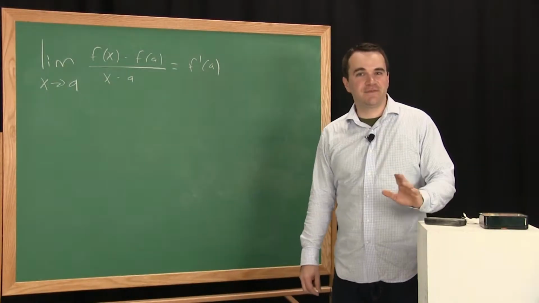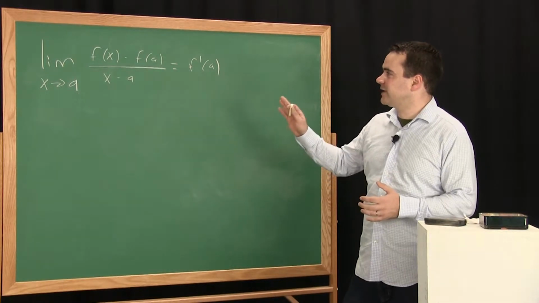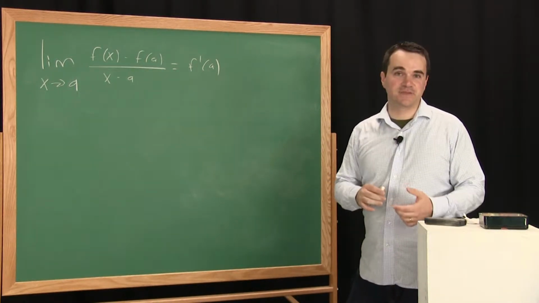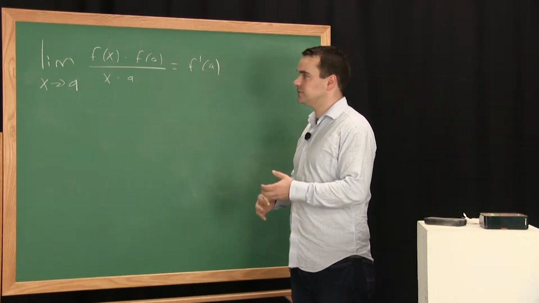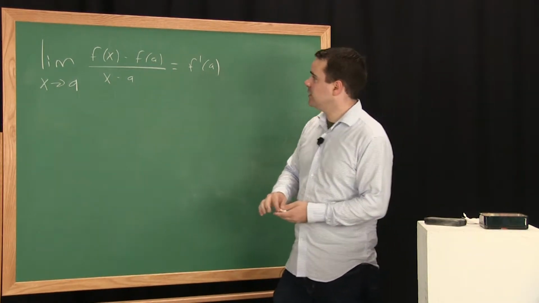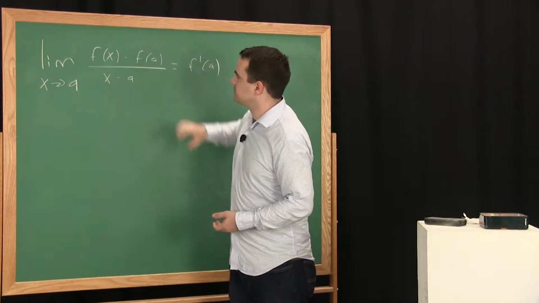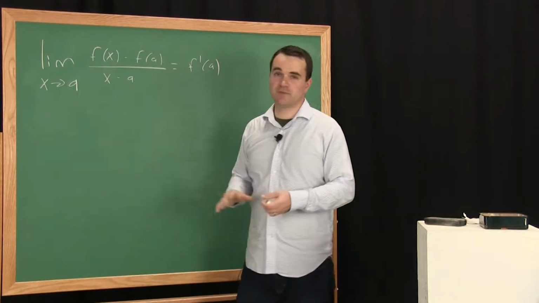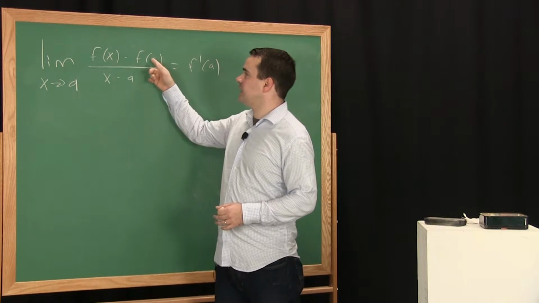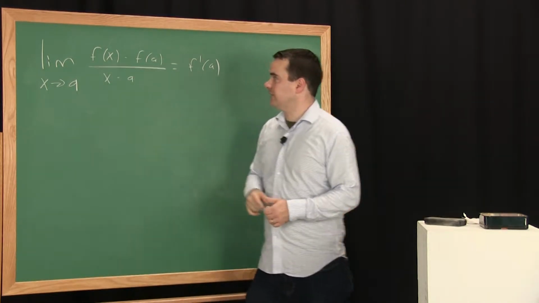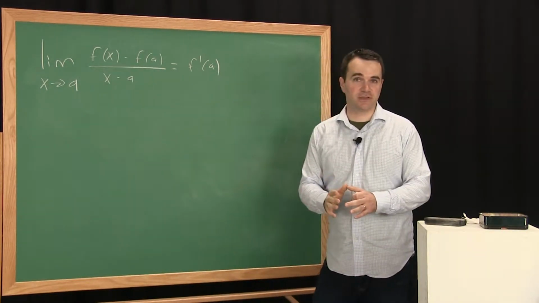So we've seen the definition of the derivative here. The limit as x goes to a of f of x minus f of a over x minus a. That's equal to the derivative of f at the point x equals a. We've seen that this is a limit of difference quotients, each difference quotient representing the slope of the secant line between the points a, f of a, and the points x, f of x. And that limit becomes the slope of the tangent line.